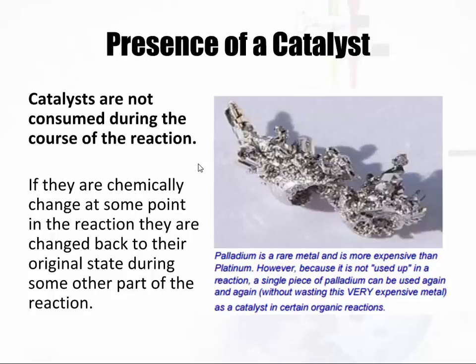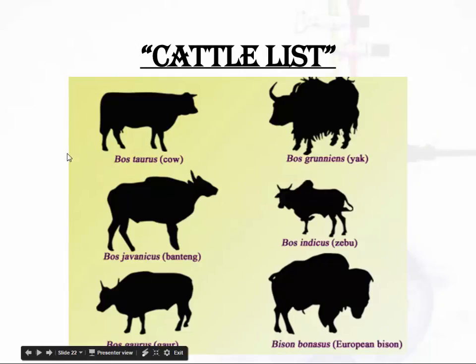So for example, this is palladium. It's a rare metal and it's very expensive, more expensive than platinum, like platinum rings and stuff like that. So palladium, very expensive. And it's used as a really good catalyst. But we can use the same piece over and over again in the reaction because catalysts don't get consumed in the reaction. They're still there. And so we don't have to waste any of it, even though it's an expensive metal. So we can just use it over and over again for our different reactions. So here's a little catalyst of some various kinds.